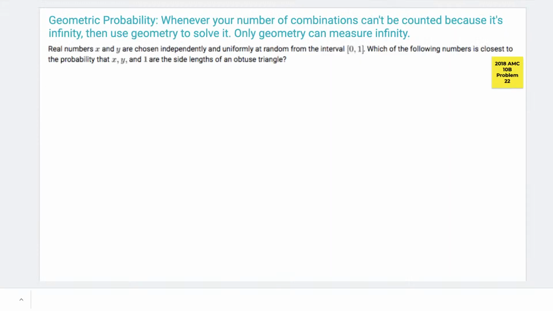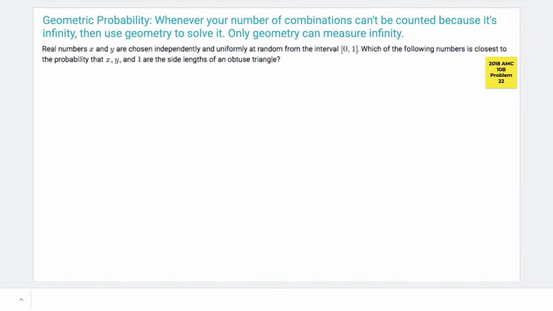Now the next problem, geometric probability. Whenever you can't count your number of combinations, that's perfectly fine. It's because the number of combinations you have is infinite, and the only thing that can measure infinity is geometry. That means if you have an infinite number of cases, you use geometry and you graph it out. So it says real numbers x and y are chosen independently and uniformly at random from the interval 0 through 1. Which of the following is closest to the probability that x, y, and 1 are the side lengths of an obtuse triangle?